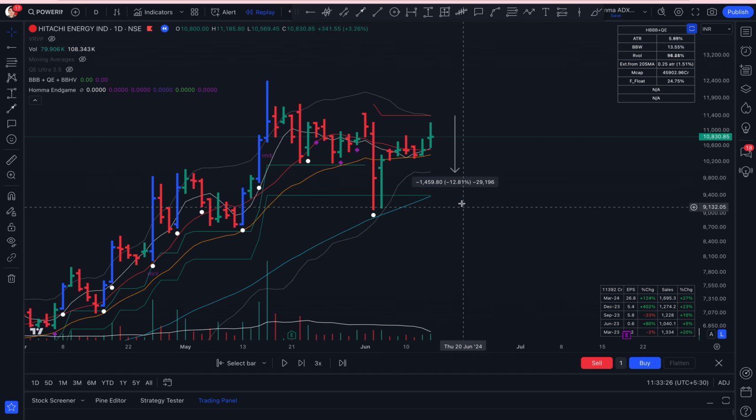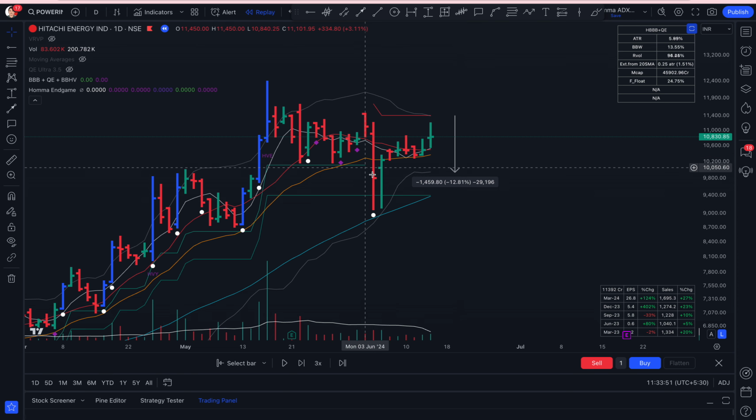So what is the width percent? Width percent is 12.8%. Correct? Yeah. Now let's see what is the ATR. ATR is 6%. Correct? Yeah. So what is the ratio between Bollinger bandwidth and ATR? It's around 2. Right? Yeah.